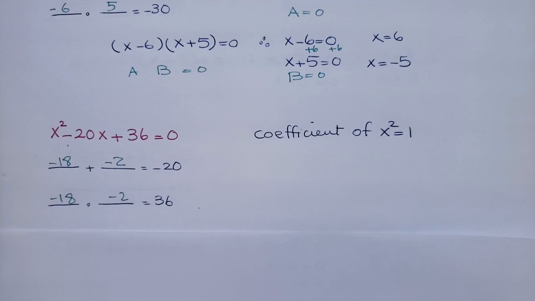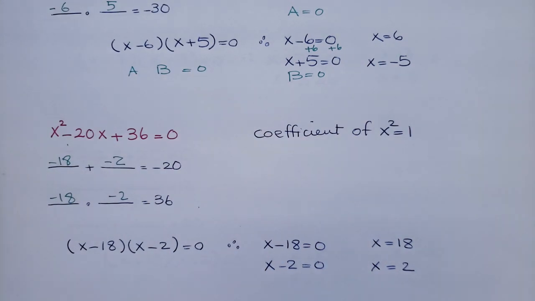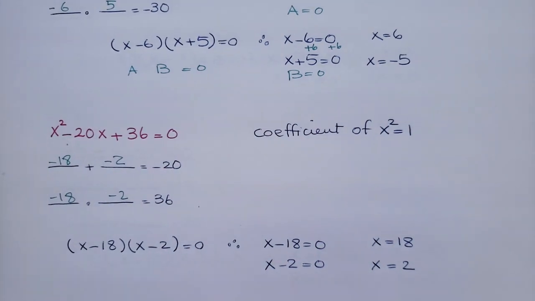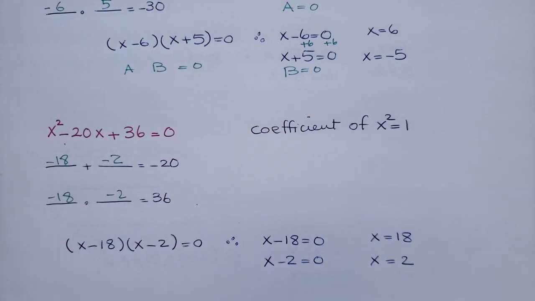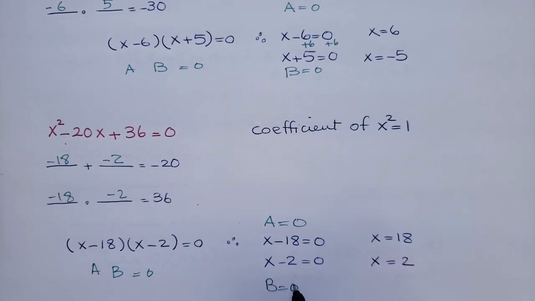So now I found the two numbers, I can simply factorize. It will be factorized into x minus 18 times x minus 2 equal to 0. So a times b is equal to 0. That means either a is 0 or b is 0. If a is 0, that means x minus 18 is equal to 0. So I add plus 18 to both sides to isolate the x. X is 18. Here b is 0, so that means x minus 2 is 0. So I add plus 2 to both sides. So x would become positive 2.